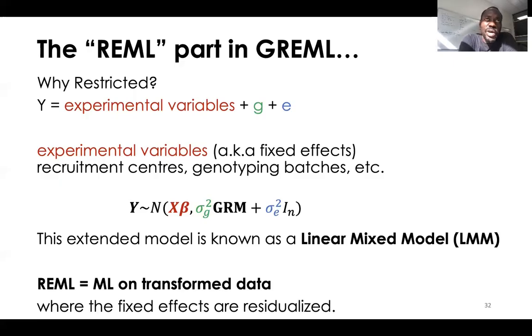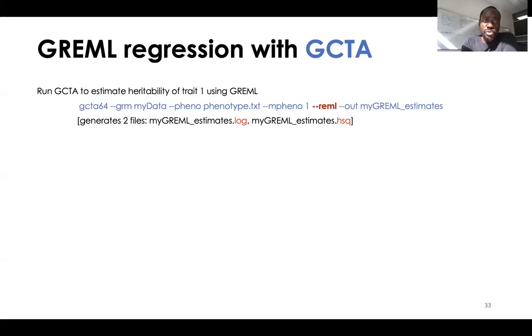So unless you have to estimate, I don't know, 100,000 fixed effects, if your sample size is of about 100,000 and you have 20 or even 100 or 500 fixed effects, restricted maximum likelihood and maximum likelihood will be fairly concordant. So the GREML, not regression, the GREML method is implemented in GCTA.